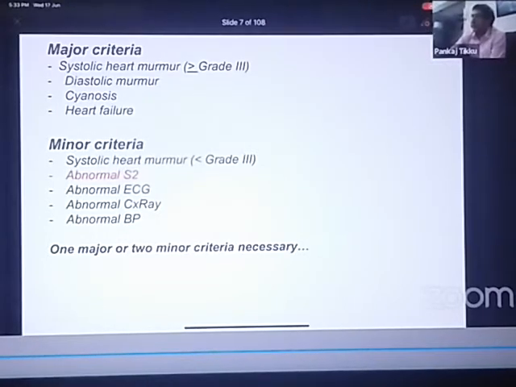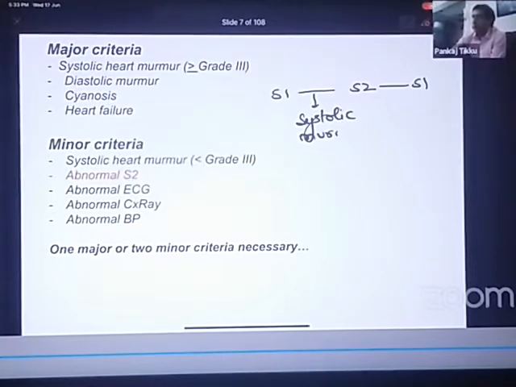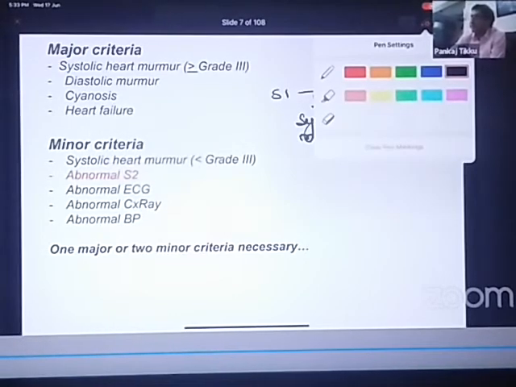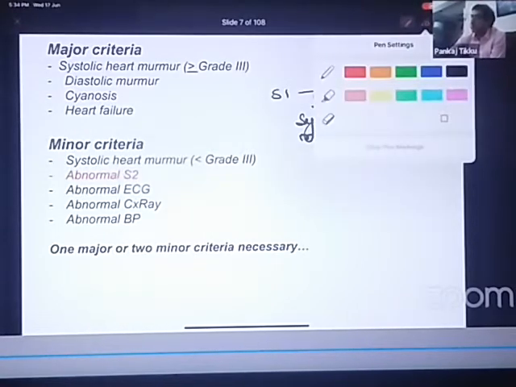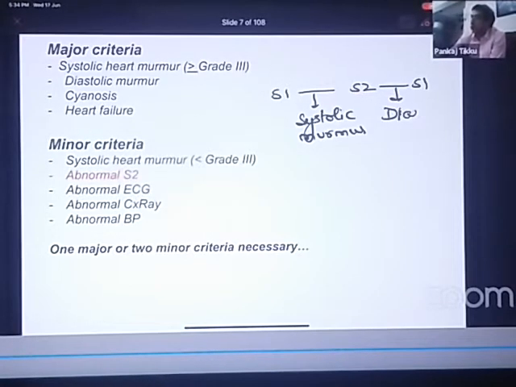All murmurs which occur between the first heart sound and the second heart sound will be called systolic murmurs. And all murmurs which occur between the second heart sound and the first heart sound will be called diastolic murmurs.